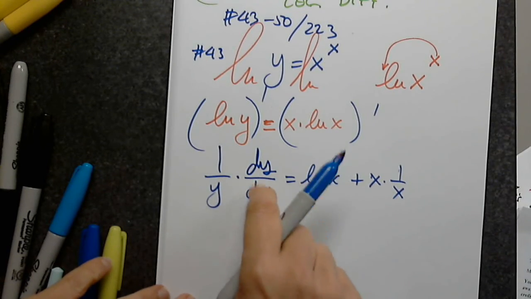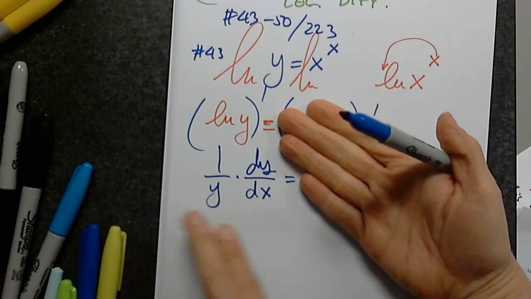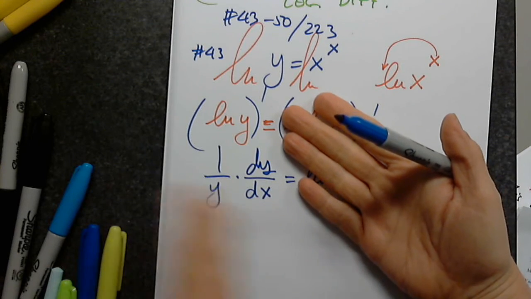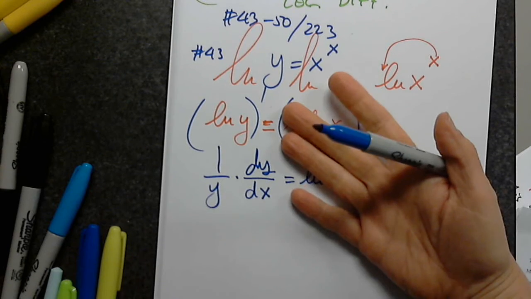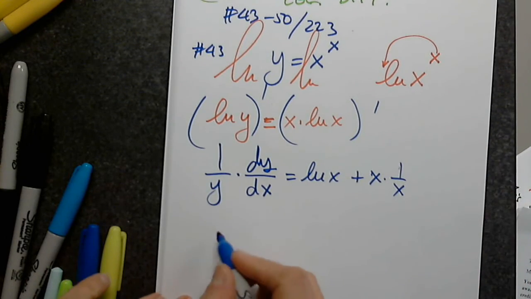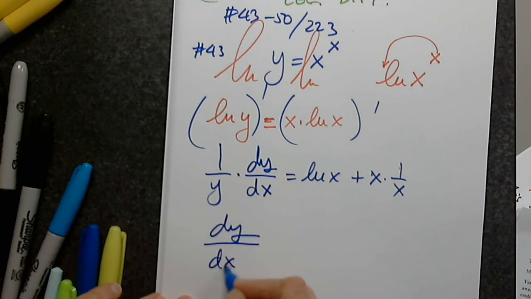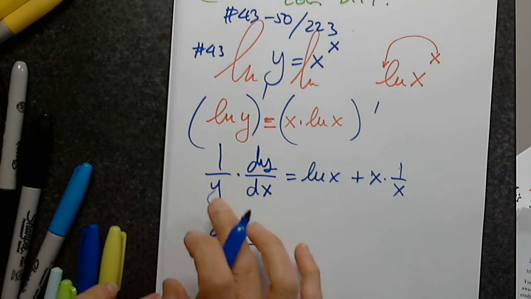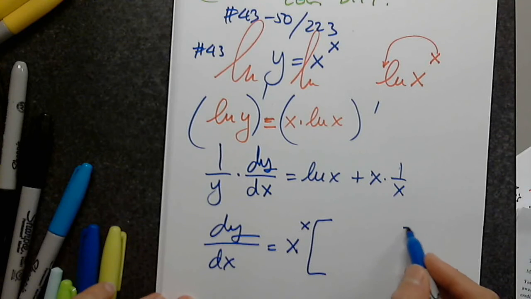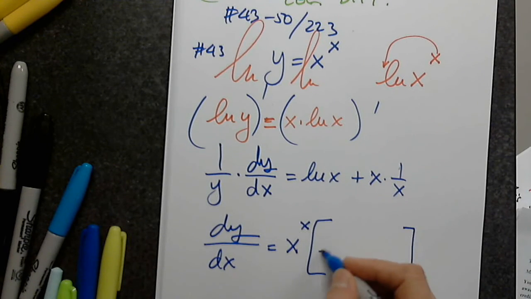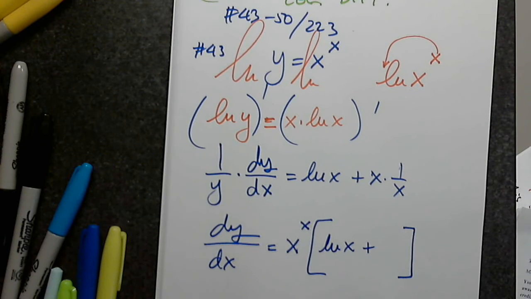I am after this. What should I do to both sides? I'll simplify the right in a minute. What should I do to both sides of this equation to solve for this? Multiply by y. That's it. And that's how I get dy over dx. dy over dx equals, instead of writing y, I'm going to write x raised to x. And now please tell me what is left in parentheses. And that will be natural log x plus.